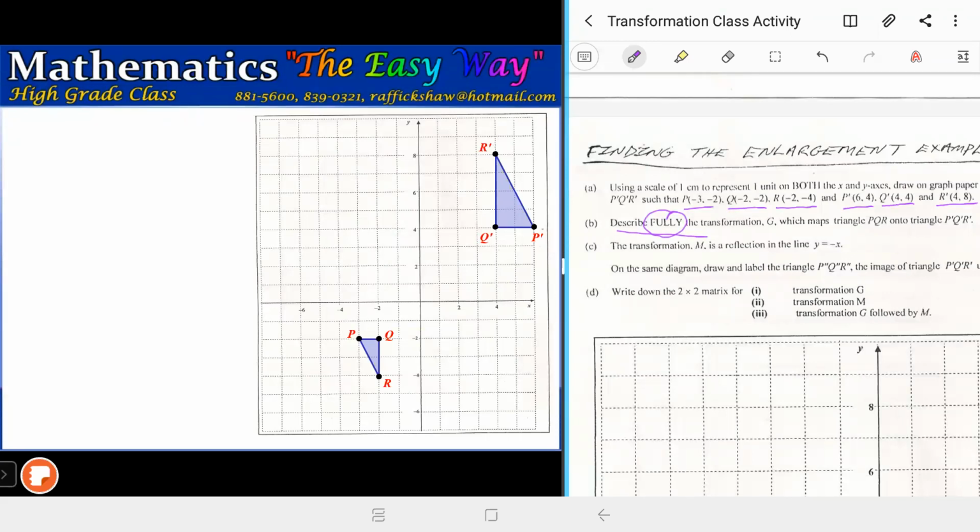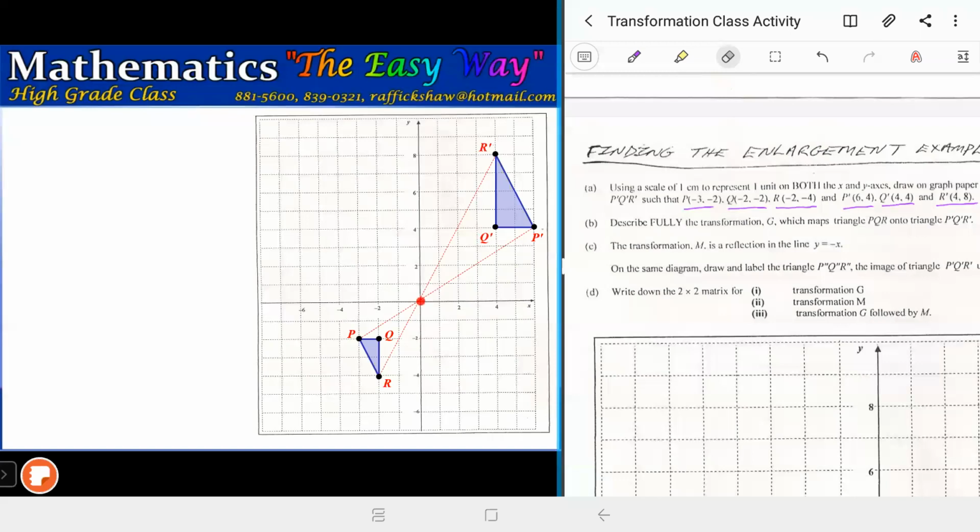So describe the transformation G, which maps PQR onto P prime, Q prime, R prime. We know it's an enlargement. We already know the scale factor is negative 2. The only thing we need to tell them now is the center. So we have to locate the center by joining the corresponding points. See there, join P to P prime, and I join R to R prime, and you see that they intersect at the center.